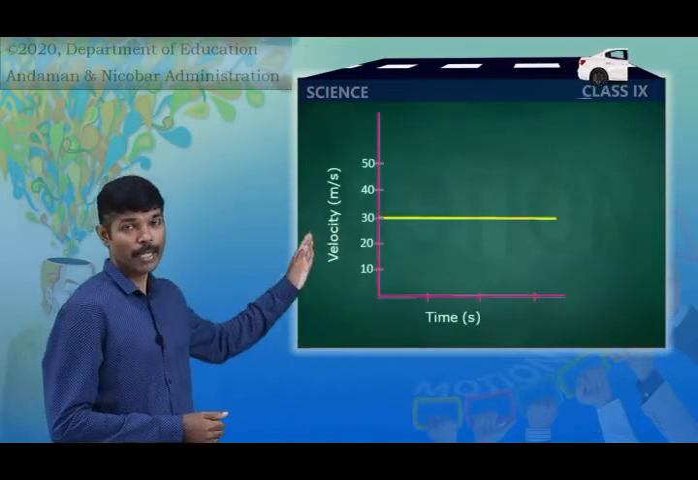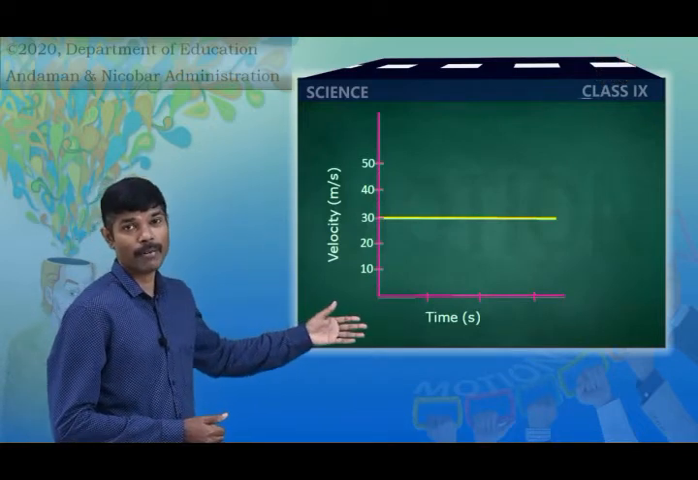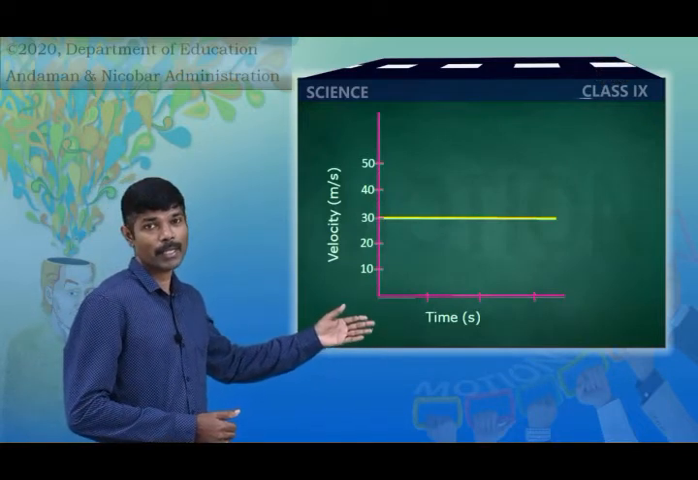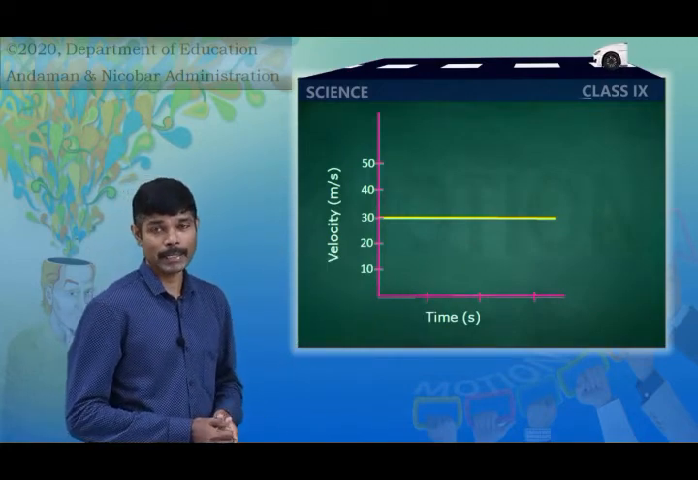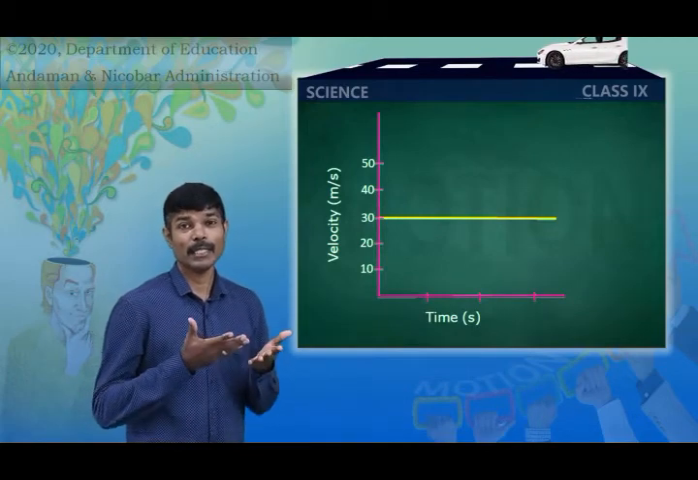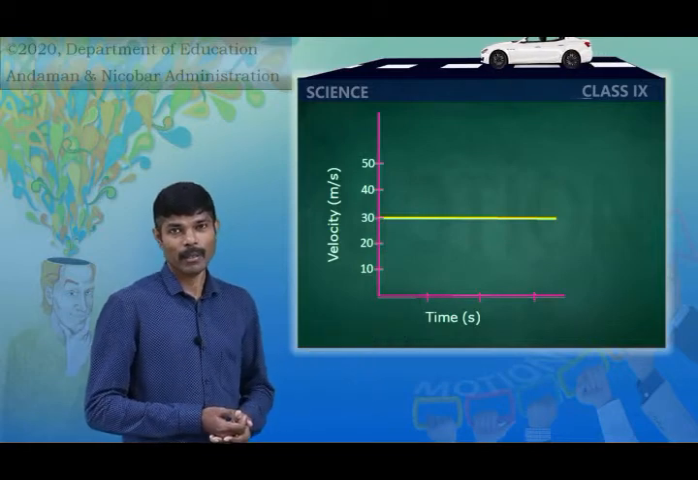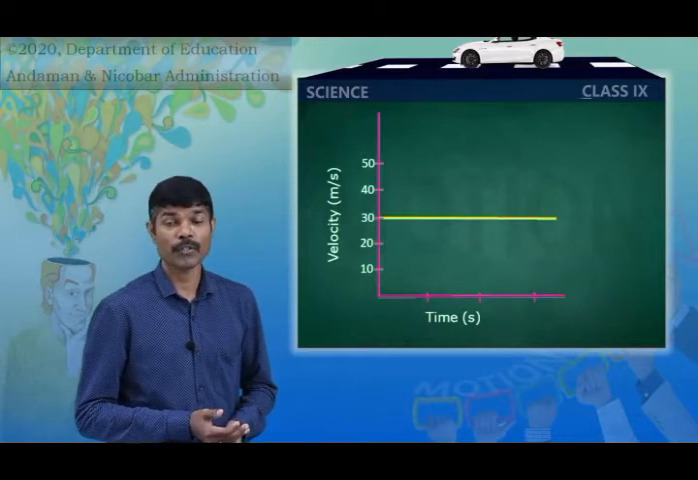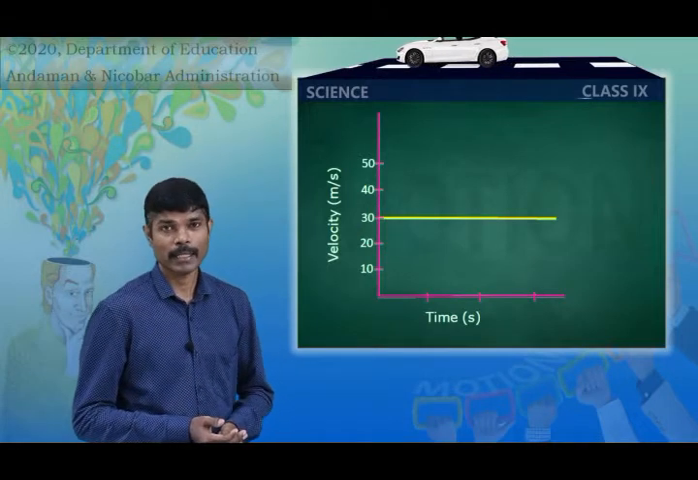So in the graph you can see the velocity is constant over different intervals of time. As a result of this, we get a straight line parallel to the time axis, which shows that the velocity is the same for each interval of time. In such a case, we get a straight line parallel to the time axis.